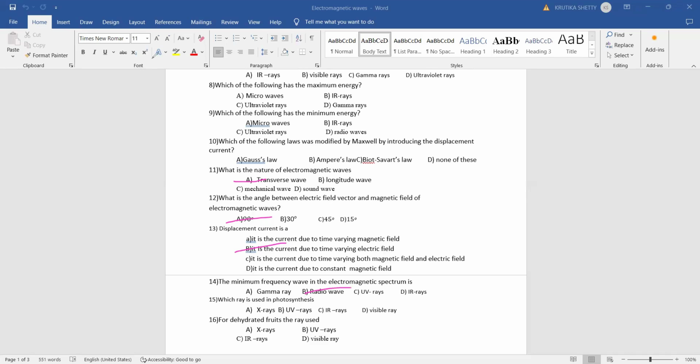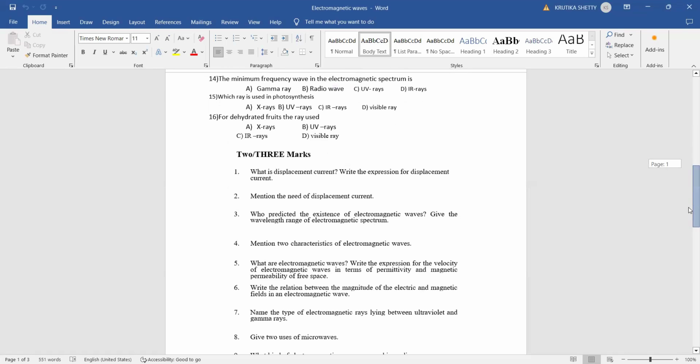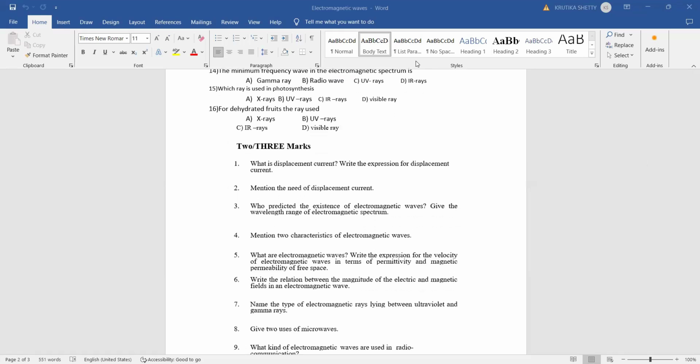Which rays are used in photosynthesis? Yes, question number 15. What is the answer? Which rays are used in the photosynthesis phenomena? That is visible light. Yes, correct answer. The next question: for dehydrated fruits, the ray used. C, yes, IR rays are used for the dehydration of fruits.